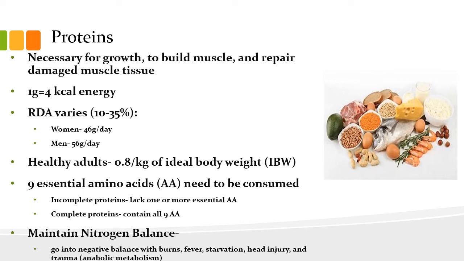Maintaining nitrogen balance is an important role of proteins. You can go into a negative balance with burns, fever, starvation, a head injury, and trauma, which puts you into anabolic metabolism. A positive nitrogen balance is demonstrated by a need for protein growth, for example, in a growth spurt.